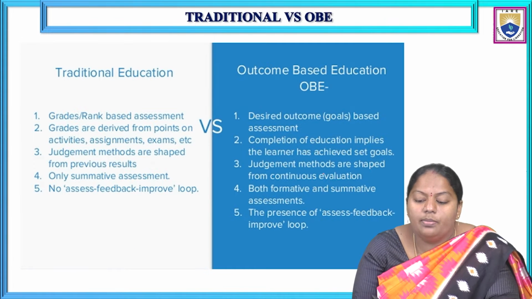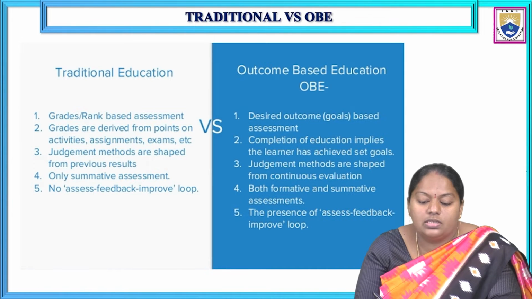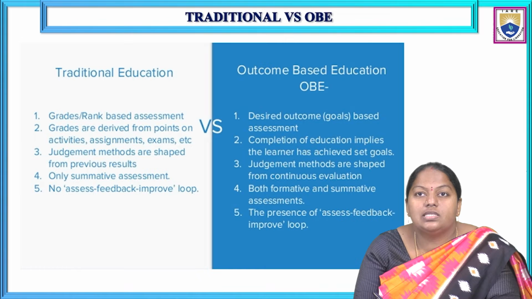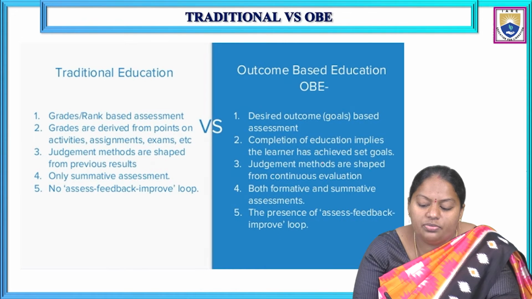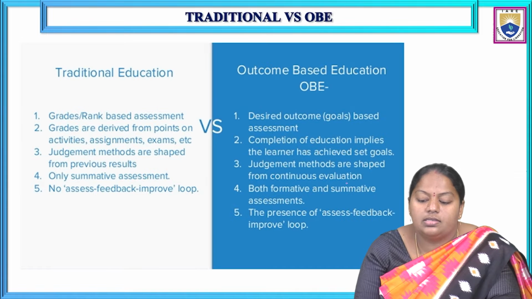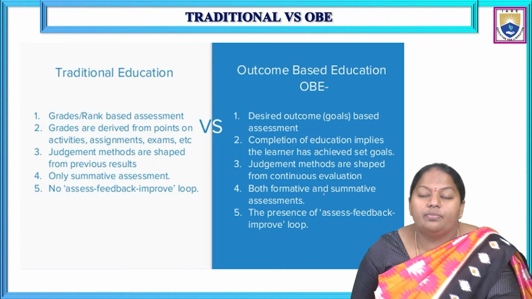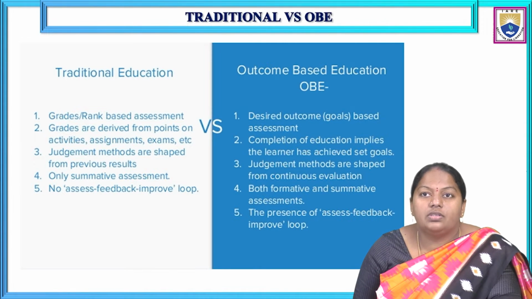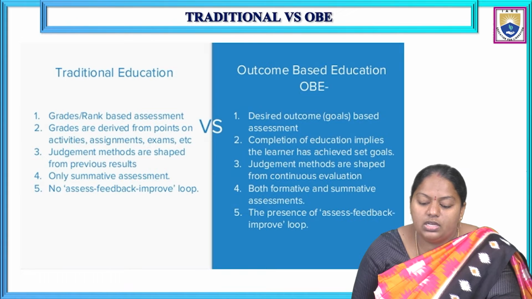When it comes to outcome based education, there is desired outcome based assessment. The outcome means the goals which are set by the students or faculty or institution are to be achieved based upon this outcome based education. Completion of education implies the learner has achieved a set of goals. Judgment methods are shaped from continuous evaluation, from starting to ending, from the first year onwards, and after completion of 4 years. The evaluation must be continuous.